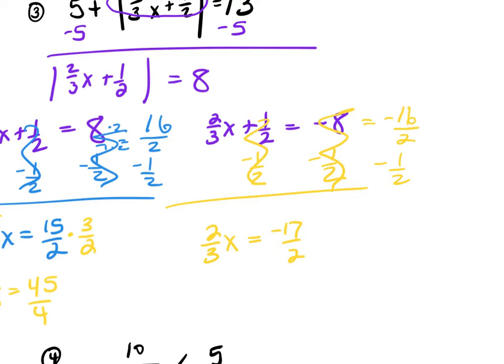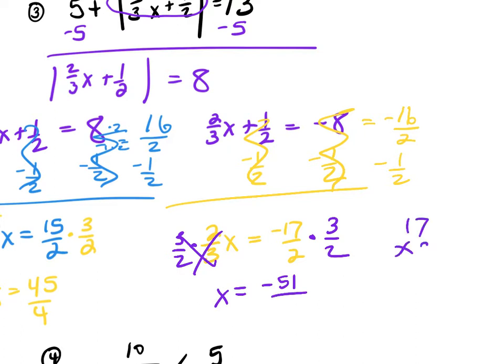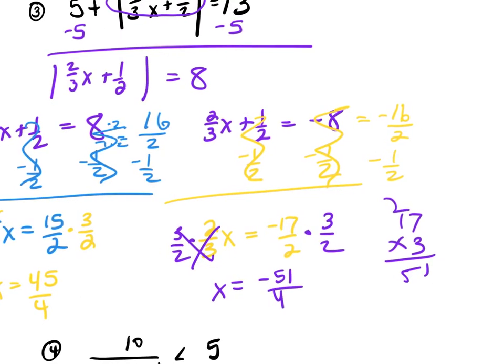So if I'm going to divide by 2/3, it's the same as multiplying by 3 over 2. So I get x equals negative 17 times 3 is negative 51. You didn't do that in your head. You just go over to the side here, say 17 times 3, you get 51. And then 2 times 2 is 4.